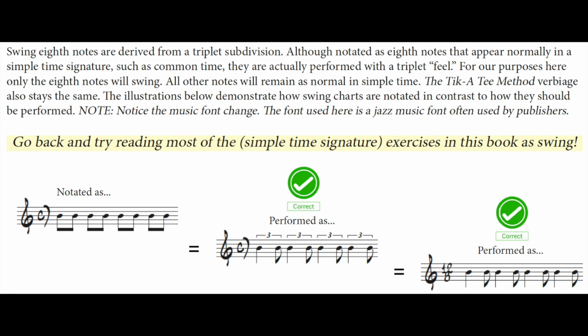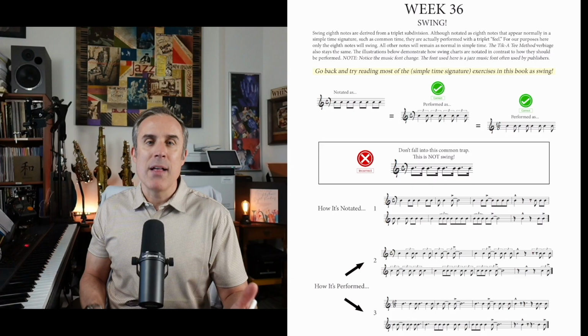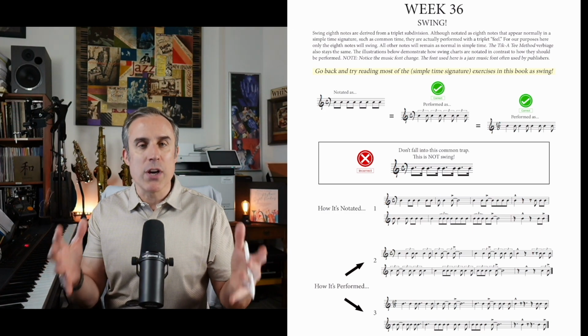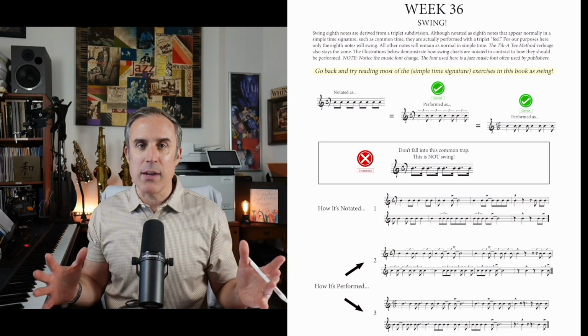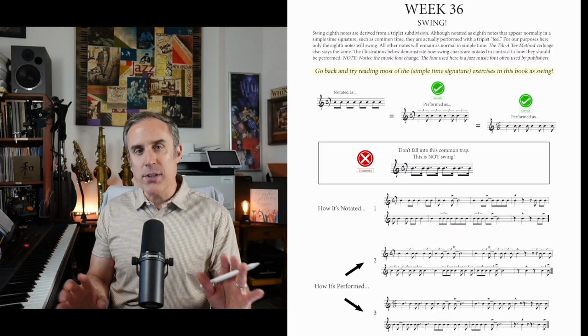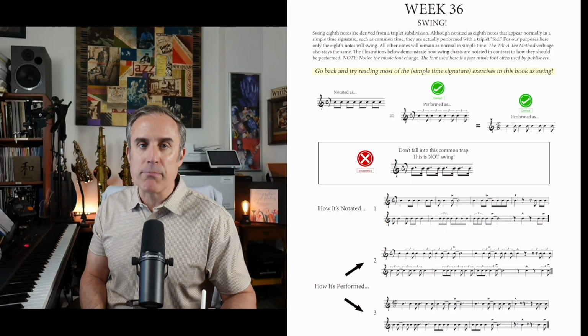The TikATeeMethod verbiage also stays the same. That translation, that transfer of the verbiage is very logical so that we don't have to break our brains trying to think in swing with different words. The illustrations below demonstrate how swing charts are notated in contrast to how they should be performed. And here's a little side note. Notice the music font change. The font used here is a jazz music font often used by music publishers. So I hope this all makes sense. Let's dive in a little bit deeper.